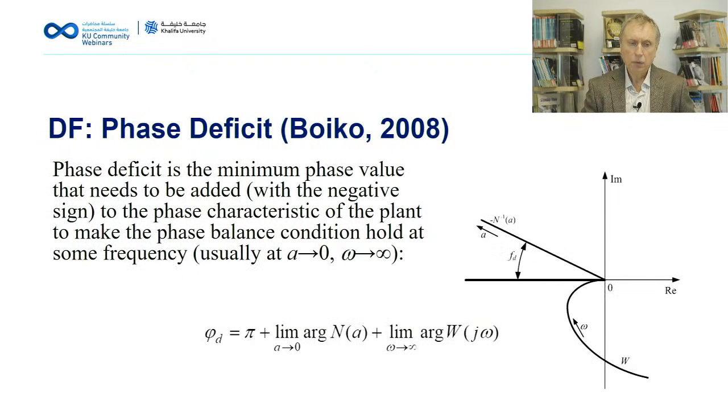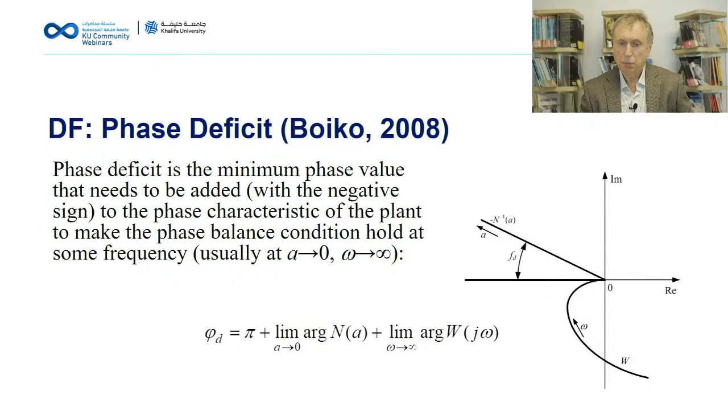And now I'm going to introduce a new concept, the concept of phase deficit. What happened? So we find that if we have a point of intersection between the negative reciprocal of the describing function and the frequency response or the Nyquist plot, then we will have a periodic solution or chattering. What happens if we don't have this point of intersection?